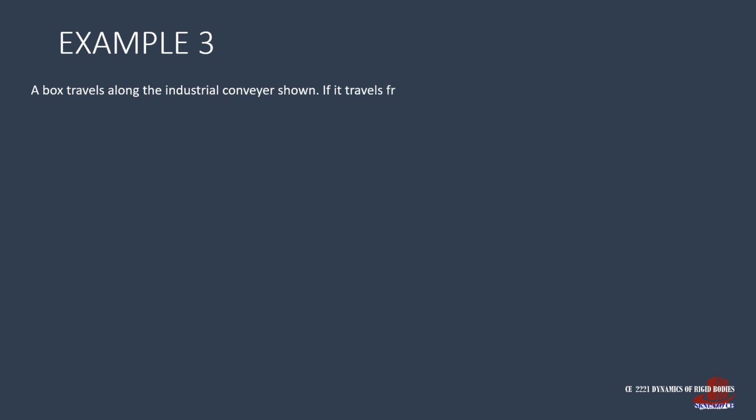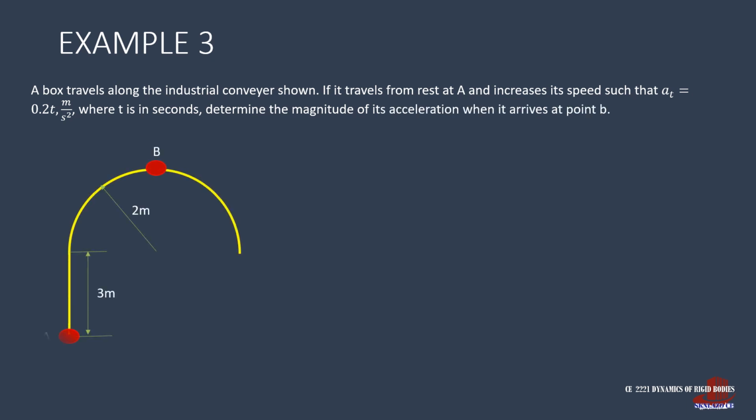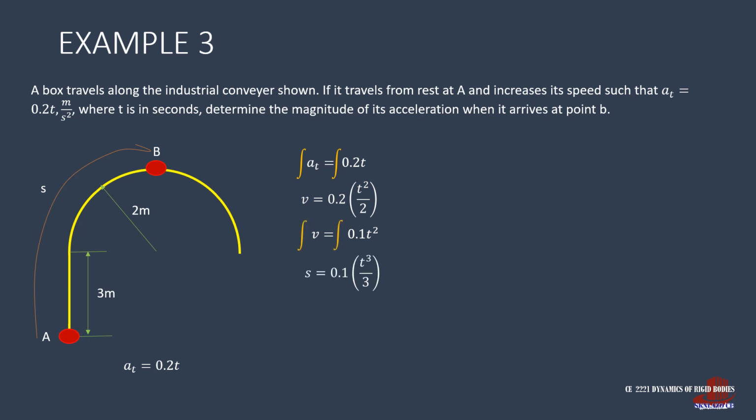For the third example, we have the tangential acceleration of a box given as 0.2 t, and we are to look for the magnitude of its acceleration when it reaches point B. With only the acceleration equation and illustration with distances given, we might as well integrate the equation to boil it down to displacement. So take the first integral to have the velocity of the particle as 0.2 multiplied by the integral of t, and that is t squared over 2. This can be simplified as 0.1 t squared. Take another integral to get into displacement s, and we get 0.1 times t cubed over 3, simplified as 0.0333 t cubed.